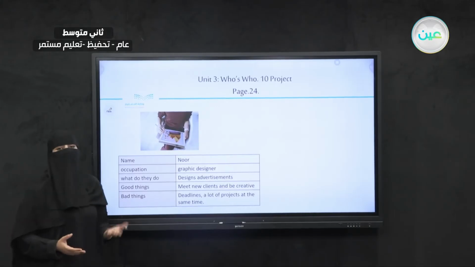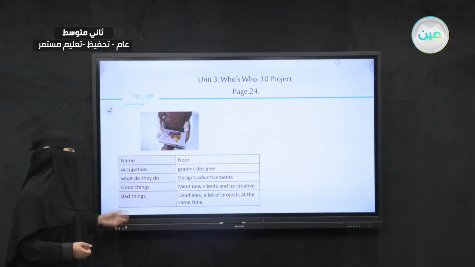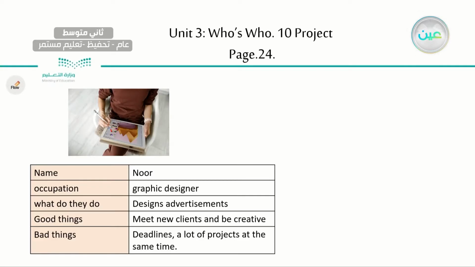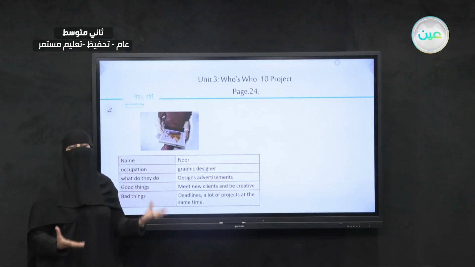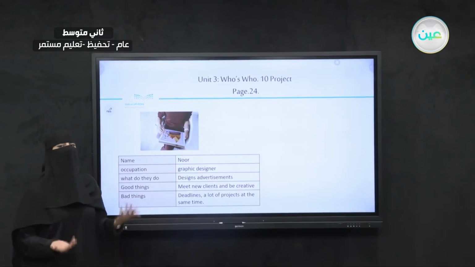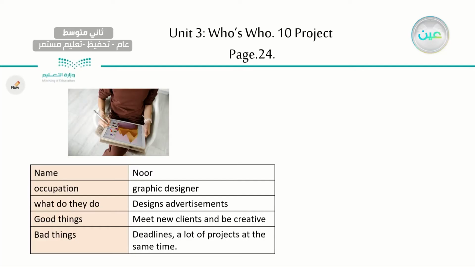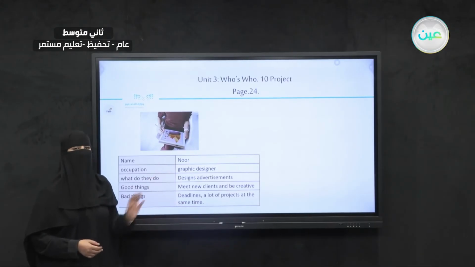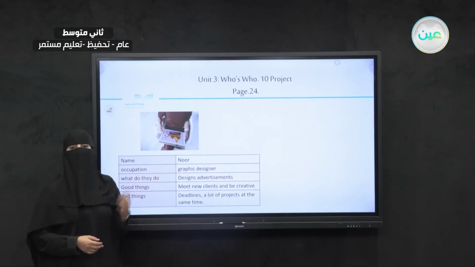Now, what is a good thing about her job? A good thing is that she can meet new clients and she gets to be creative. Because she's a graphic designer, she gets to be creative, come up with ideas, give the clients some ideas. But what about the bad things in her job? The bad things here, she said, the deadlines. And she wrote here, a lot of projects at the same time. Now, this is the information we have here about Noor, the graphic designer.